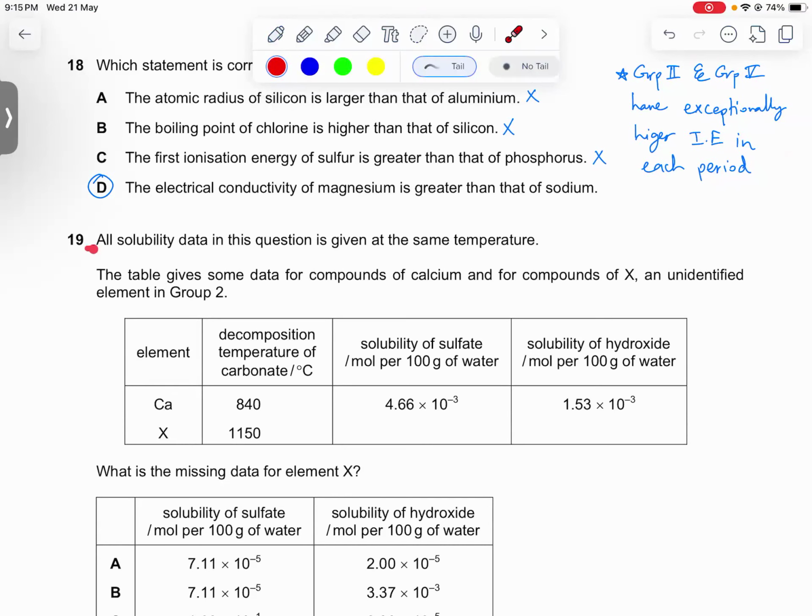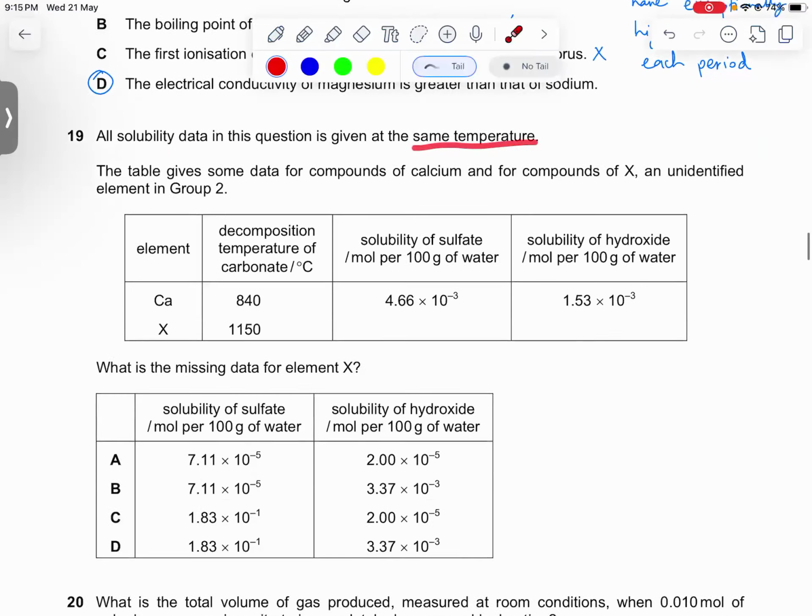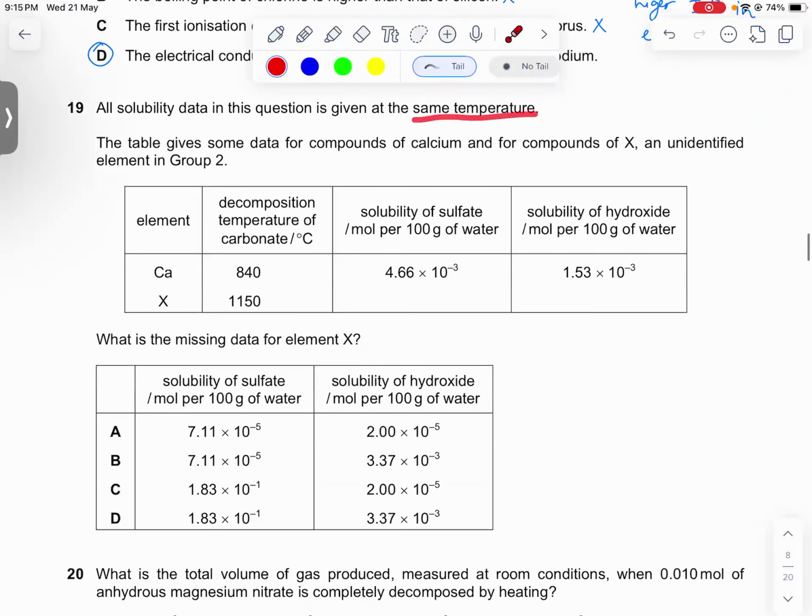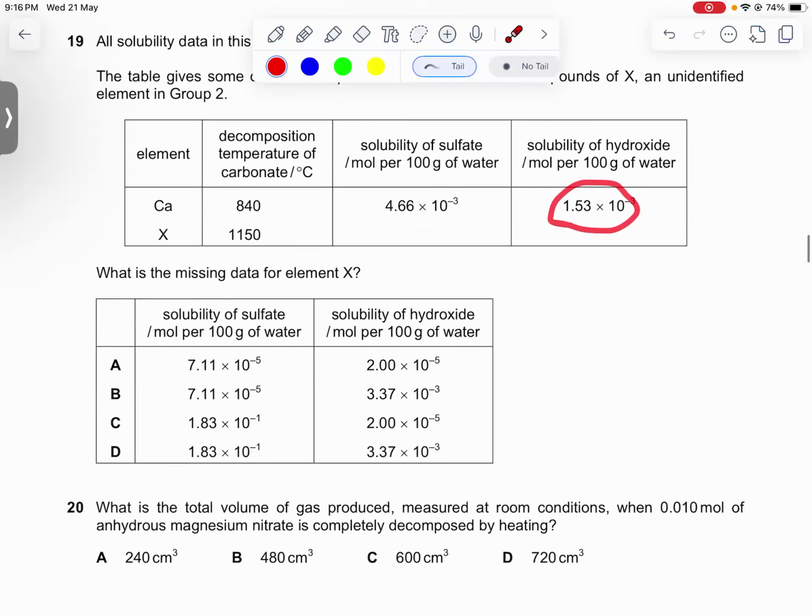Next question. All solubility data in this question is given at the same temperature. The table gives some data for compounds of calcium and compounds of X, an unidentified element in group 2. For calcium, the decomposition temperature of the carbonate is 840, for X it is 1150. Then the solubility of the sulfate per mole, and the solubility of the hydroxide. What is the missing data for element X? Will the solubility be more or will it be less? That is basically the question.